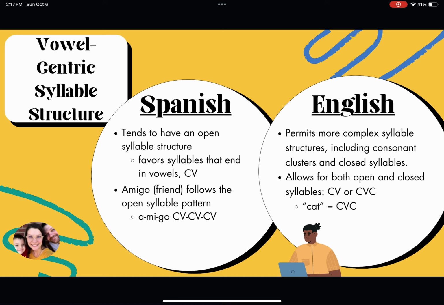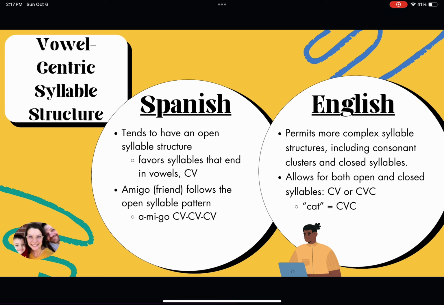Favoring syllables that end in vowels. This makes Spanish syllables relatively simple and fluid. For example, the word amigo consists of open syllables: a, mi, go. Consonant vowel, consonant vowel, consonant vowel.